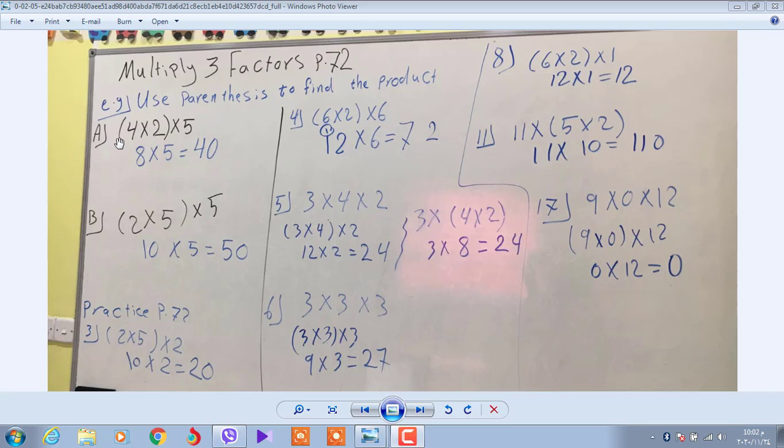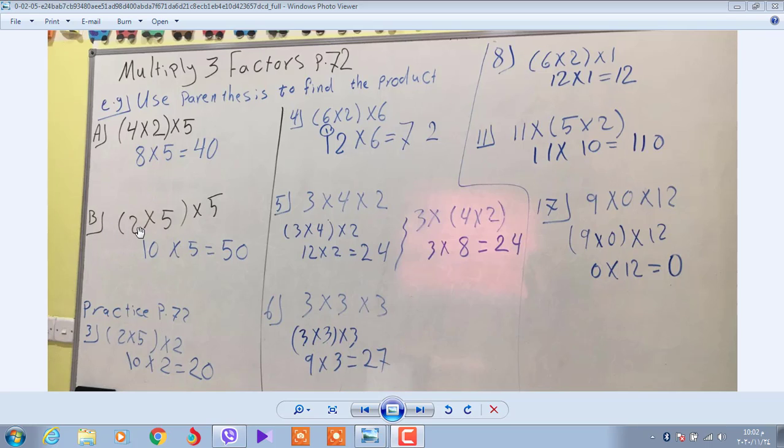For example, in example A we have 4 multiplied by 2 multiplied by 5 equal to what? The first time we do the multiplication in the parenthesis, 4 times 2 equals 8, then 8 times 5 equals what? Equals 40. After that, multiply by the number outside our parenthesis.